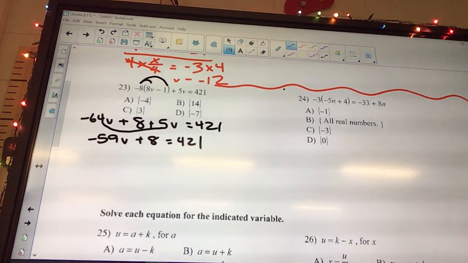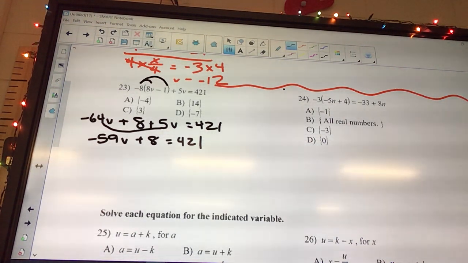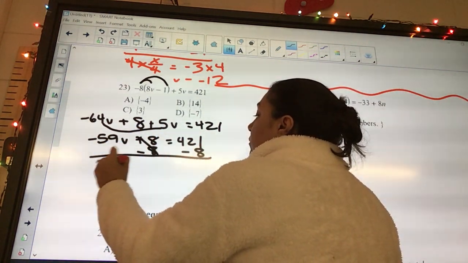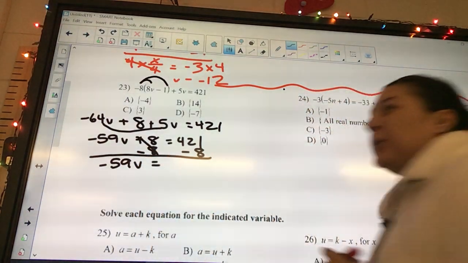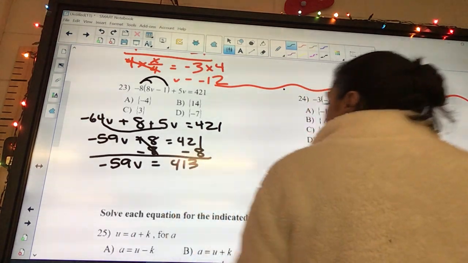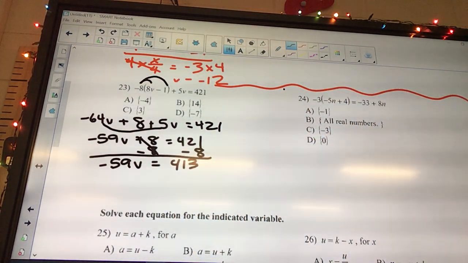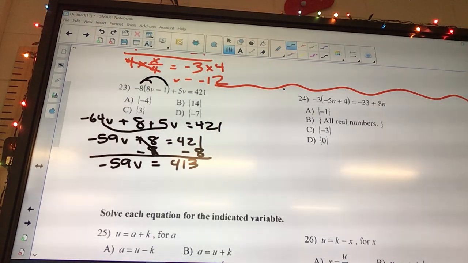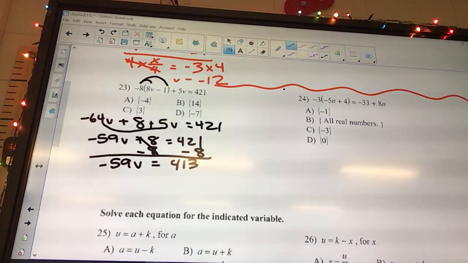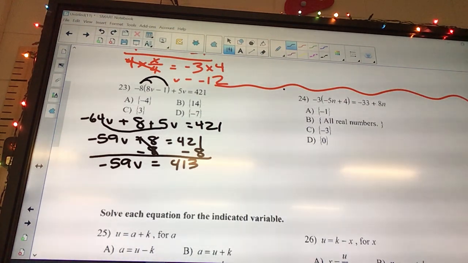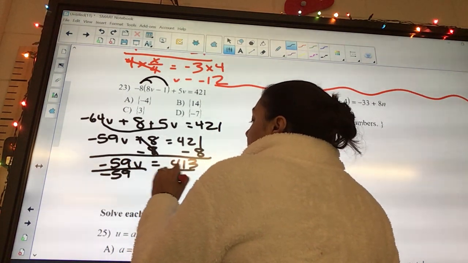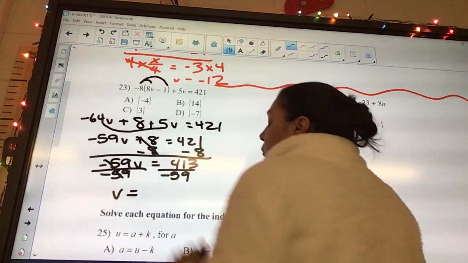Okay, and then what? Subtract 8. What is 421 minus 8? 413. And then do what? What are you trying to do? And then divide by negative 59. And what are you going to get for v?